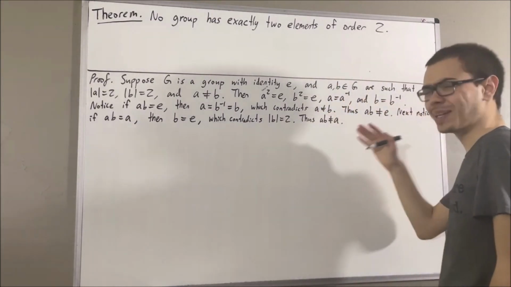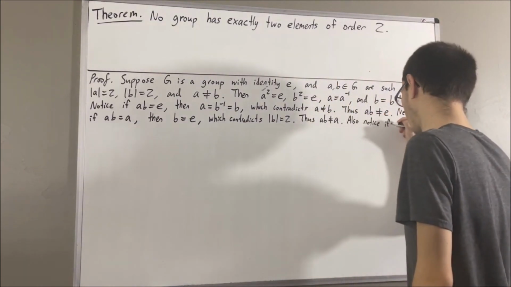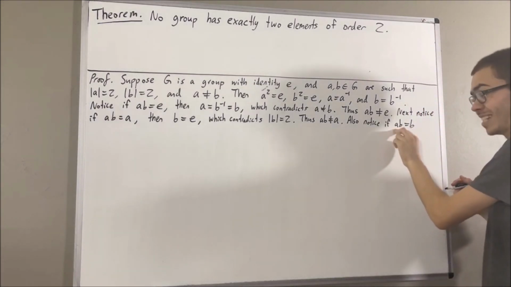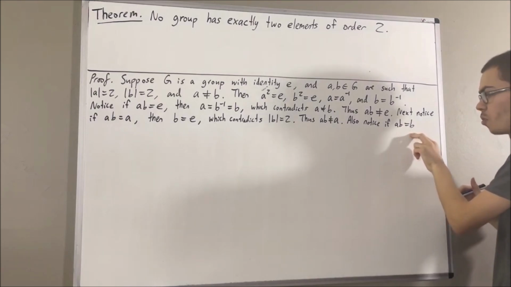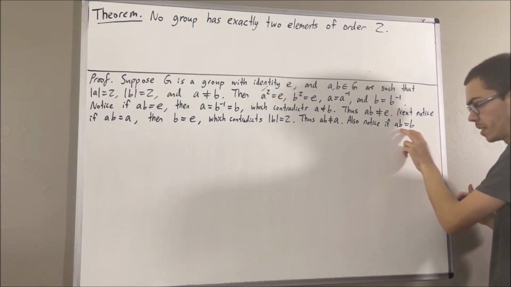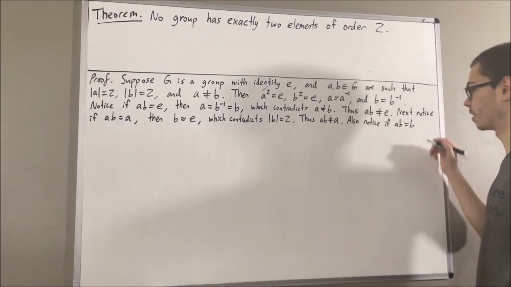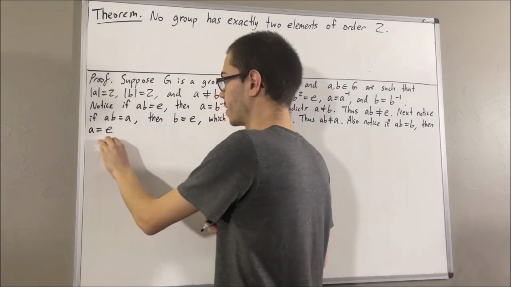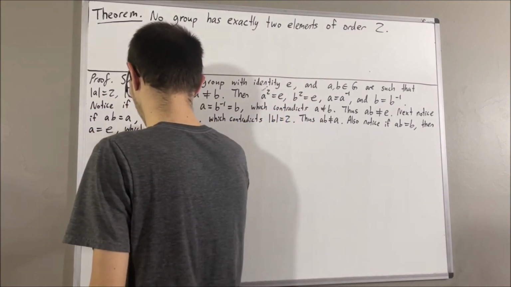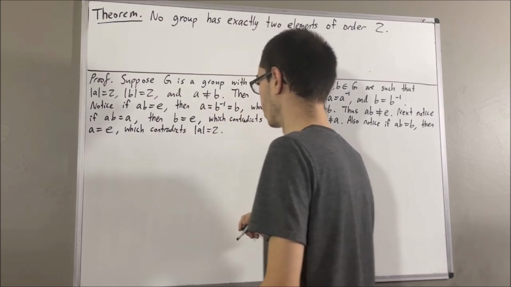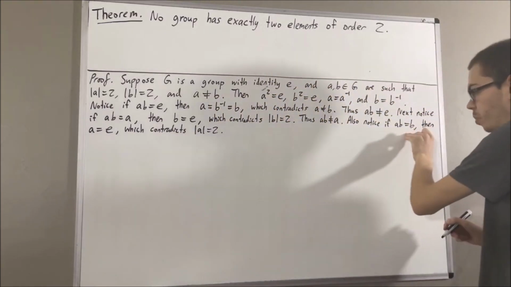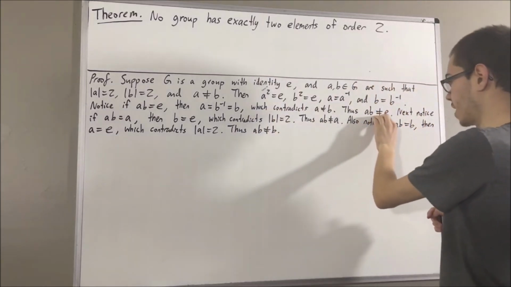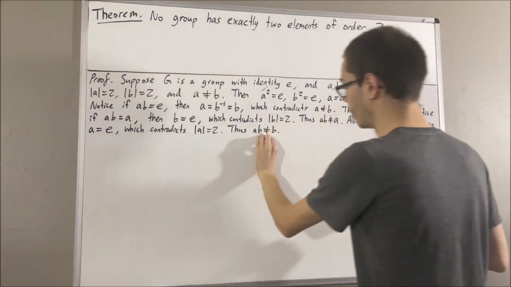And now, what goes wrong if AB is equal to B? If AB is equal to B, then AB is equal to the identity times B, so by the cancellation law, we can cancel out the B's, so we're left with A is equal to the identity. But the identity element has order 1, so this contradicts the fact that A has order 2. So we can't have AB equal to B either. So we have shown that AB is not equal to the identity, AB is not equal to A, and AB is not equal to B.